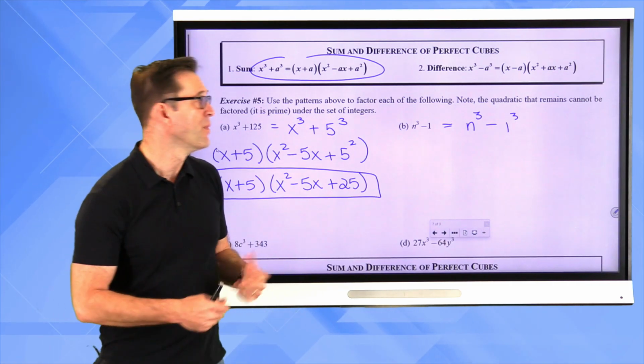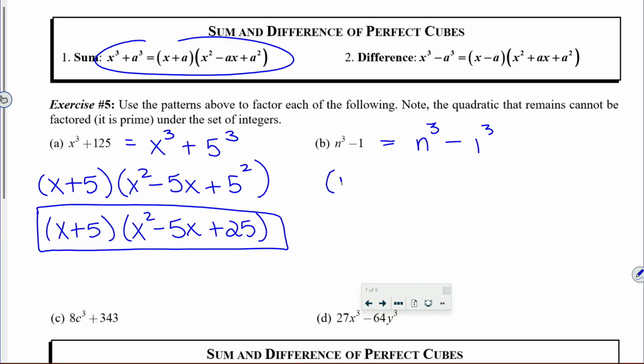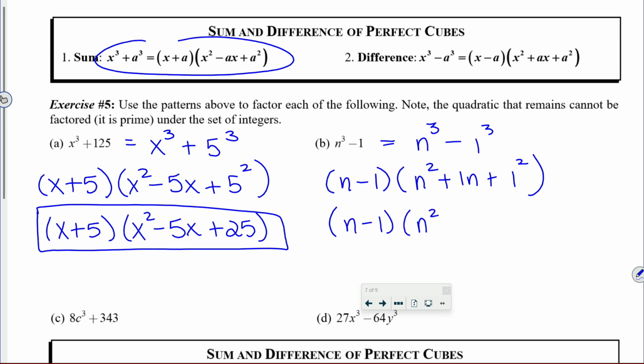All right, here we go. Well, that pattern says that we should have n minus a times n squared plus a times x plus a squared. That ends up being n minus 1 times n squared plus n plus 1.